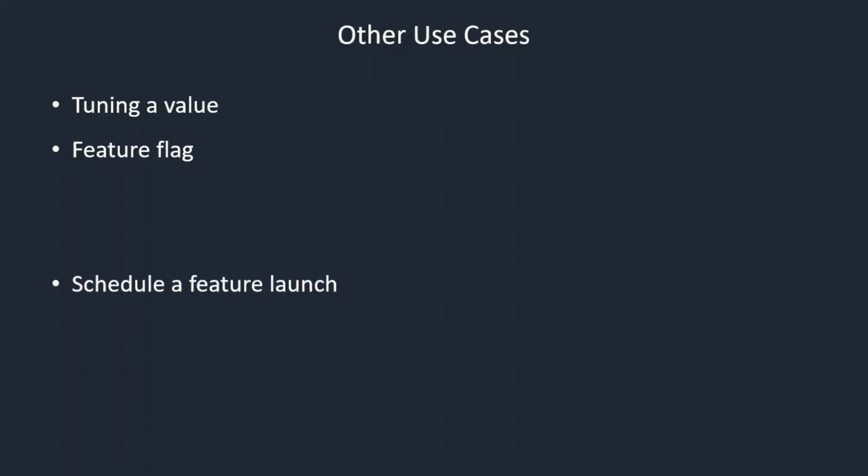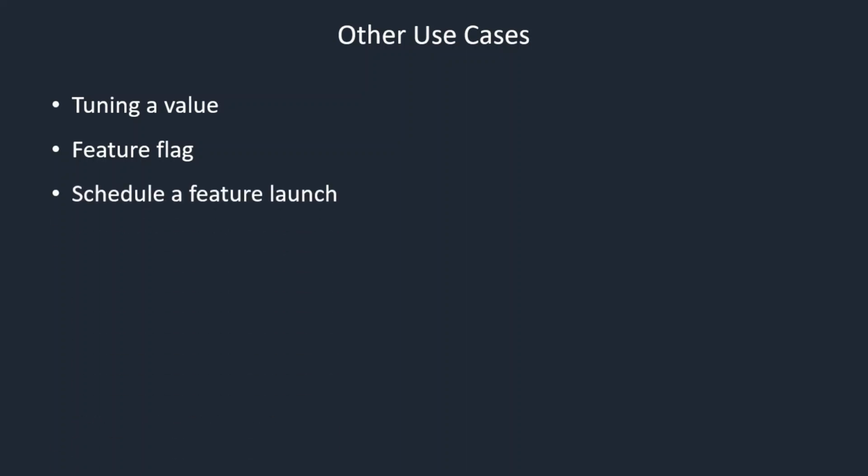If you're thinking that those first two examples are the only way to use them, there are a lot more. I'm just going to list a few here. We saw that we can use it to tune a value. The second example was a feature flag example. You can also use it to schedule a feature launch instead of timing a deployment and trying to get it done exactly at a specific time. We can make the code changes weeks or even months in advance, but then turn it on when we're ready.